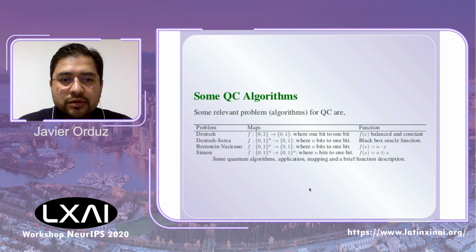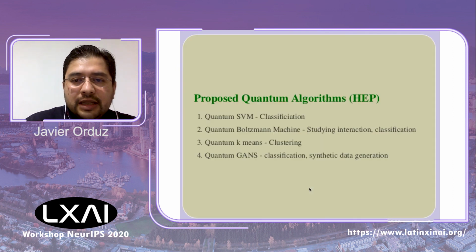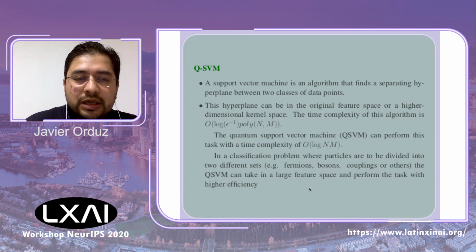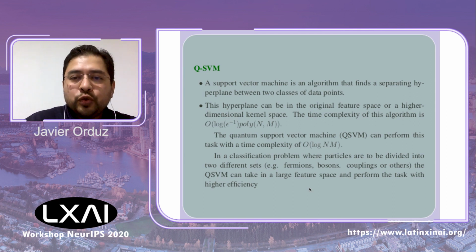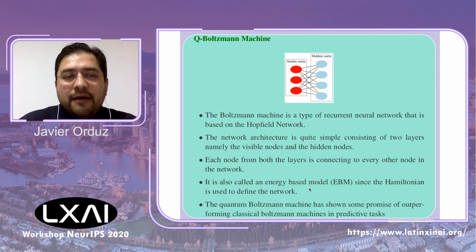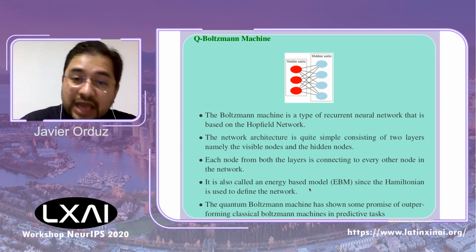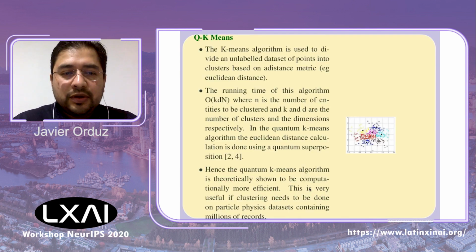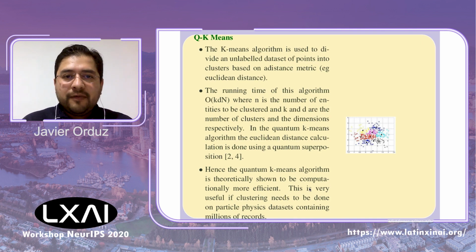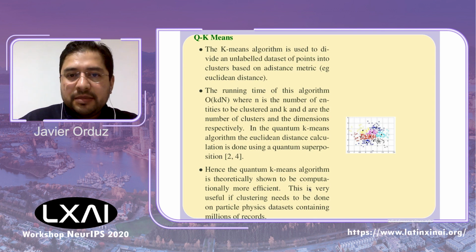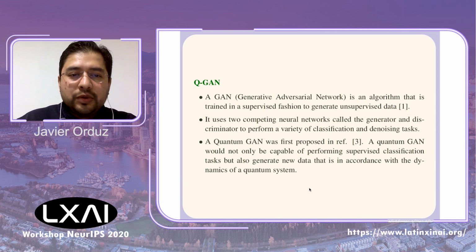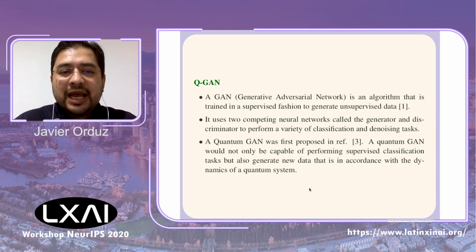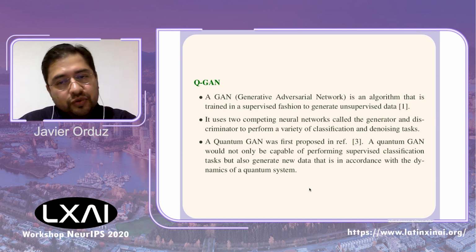In this slide, you can see some quantum computing algorithms, and here you can see some algorithms that we can use in high energy physics. For example, the first one, we can use the quantum support vector machine in order to classify some information. After, you can see the quantum Boltzmann machine, which is a type of recurrent neural network based on the Hopfield network, for example. In this slide, you can see quantum K-means, which is a kind of algorithm coming from the classical K-means algorithm. The other one is the quantum generative adversarial network, which is a very interesting network to analyze supervised and also unsupervised data.